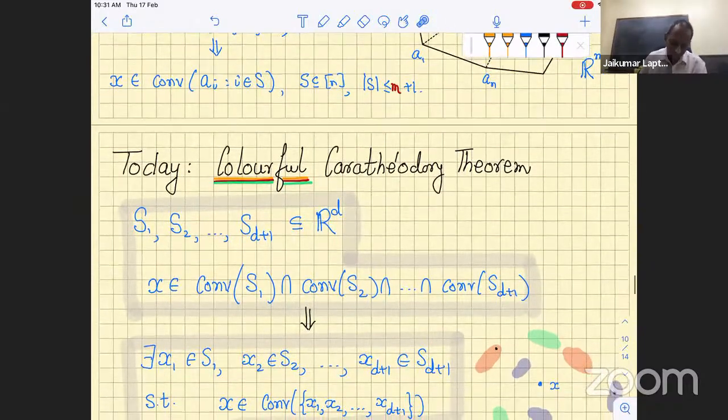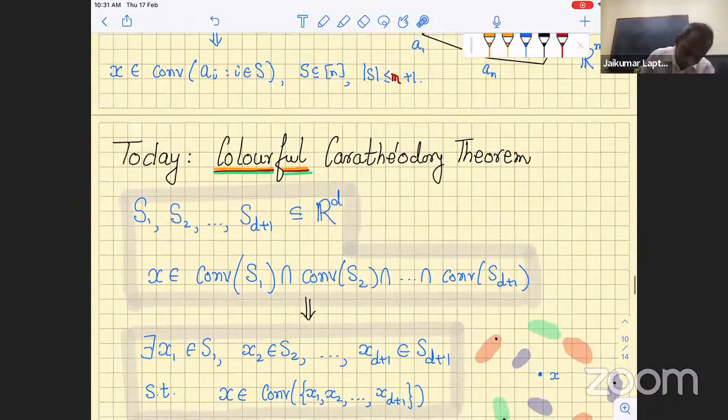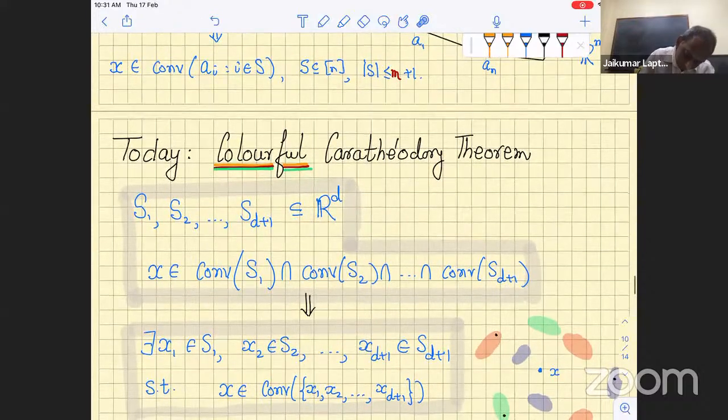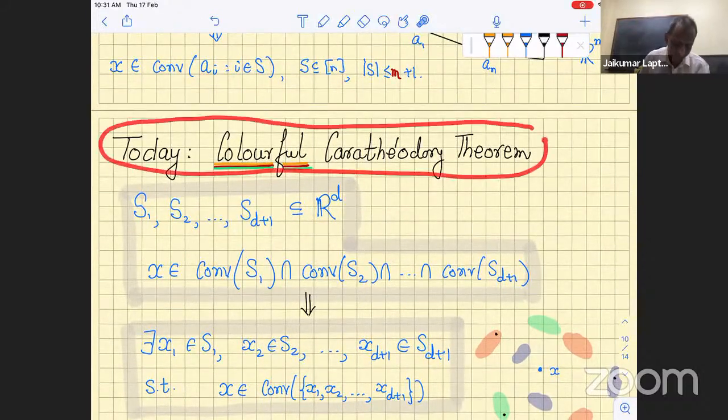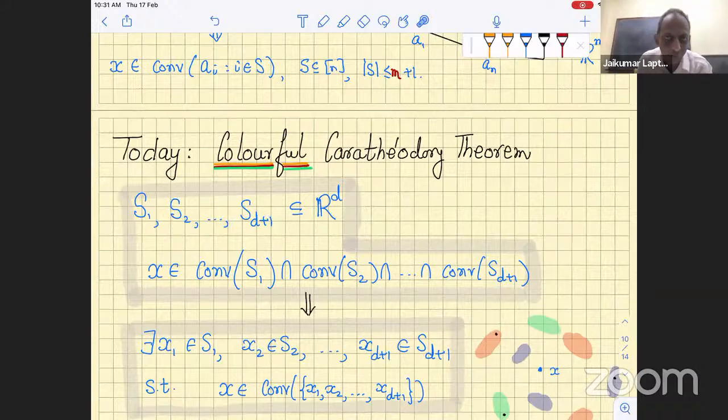Now there is a far deeper theorem called the colorful Carathéodory theorem, and my goal is to tell you what this colorful Carathéodory theorem is, and then we will see a beautiful application of this theorem to prove Tverberg's theorem. So please just relax and watch the pictures and listen to me.